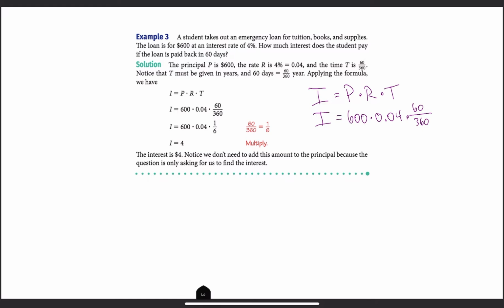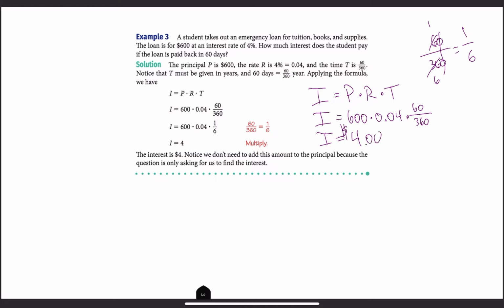So if we do our math here, 600 times 0.04 times 60 over 360, the zeros cancel, and then 6 goes into 6 once and into 36 6 times, so it's really 1/6. So all of that multiplies to be 4. So the interest is $4.